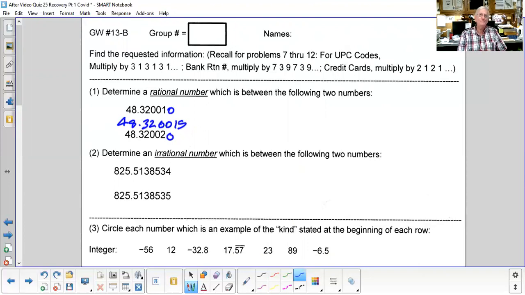Question. Am I finished with this question? Yes, I am. I found a rational number between them.